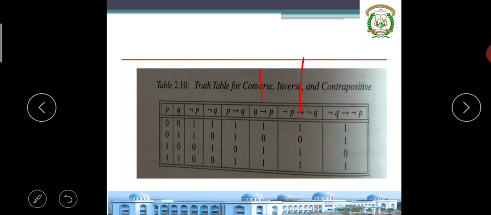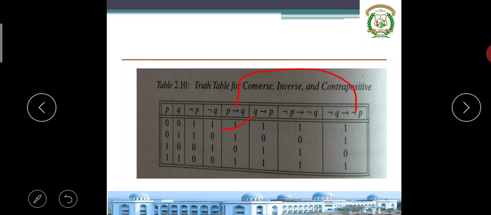Watch this. First one is same, second one is same, third one is same, fourth one is same, no doubt at all. So we understand that q implies p is logically equivalent to minus p implies minus q. Then if you observe the other relations, observe p implies q and minus q implies minus p.